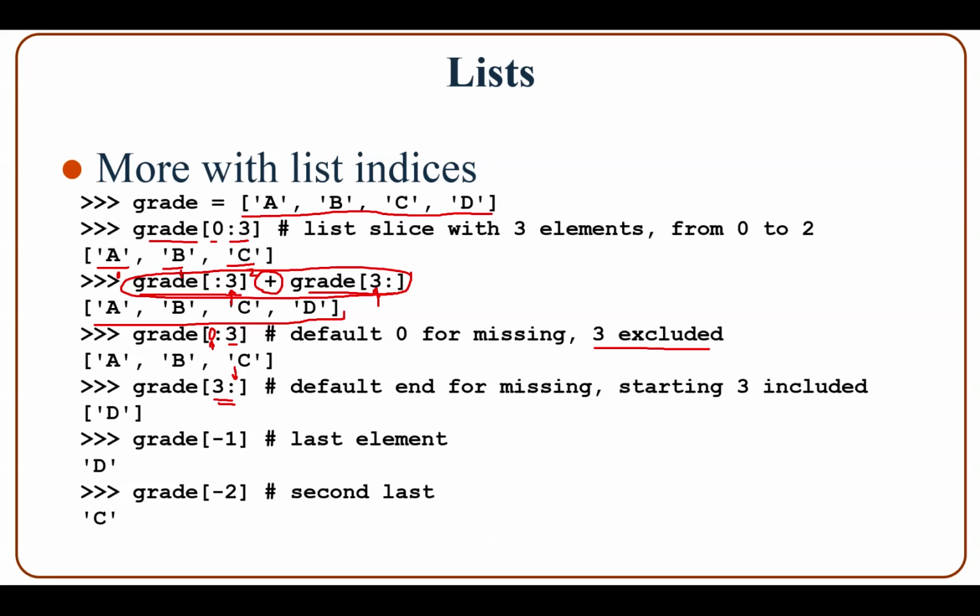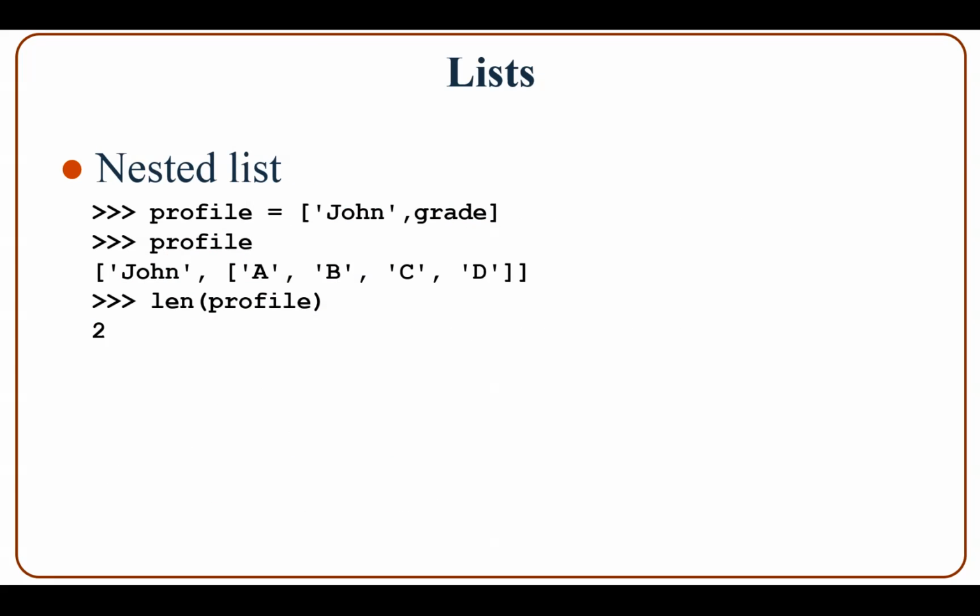element in the list. If you use the negative sign, then the index now starts from the right to the left. So grade at -1 would give you the last element, and grade at -2 would give you the second last element from the right. A list can be nested.